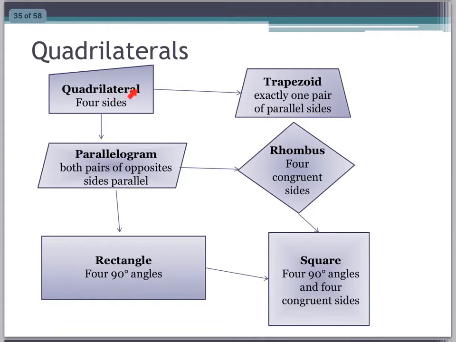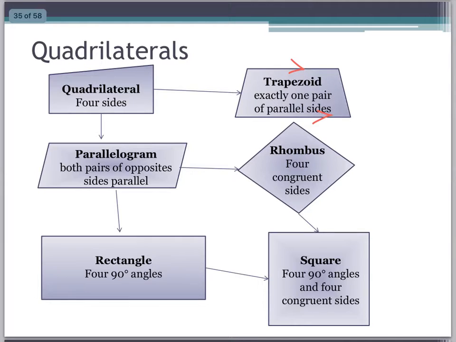Now we can talk about when exactly 1 pair is parallel. Those are called trapezoids. So trapezoids are quadrilaterals with exactly 1 pair of parallel sides. You notice here it's this one and this one. And if you remember how we denote that, remember we say parallel, we do those little arrows on the lines? There we go. That's a trapezoid.